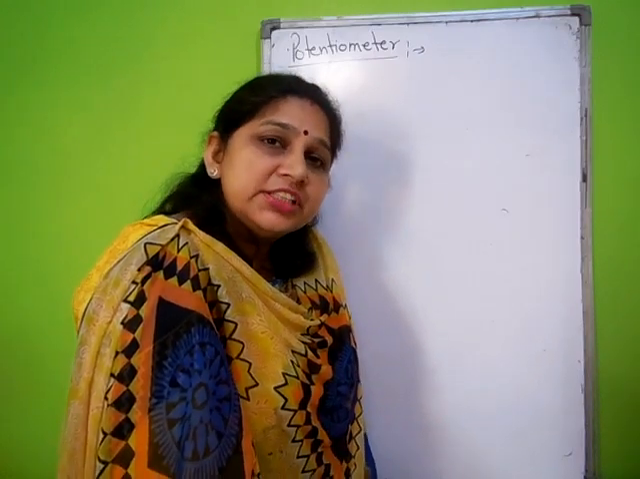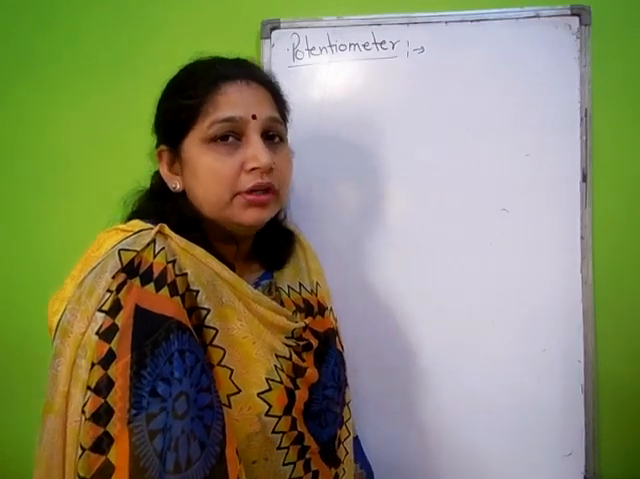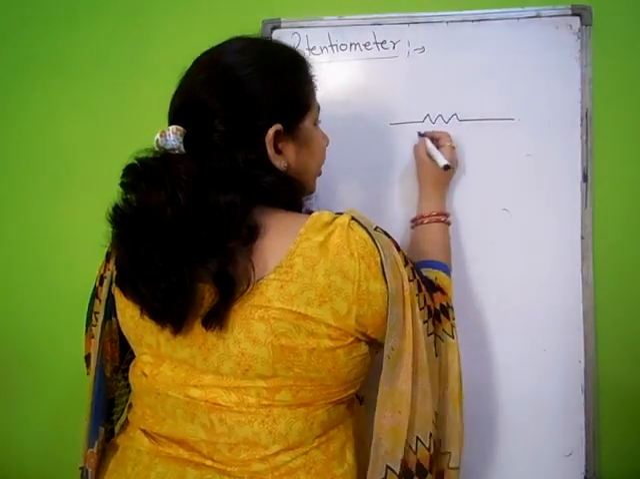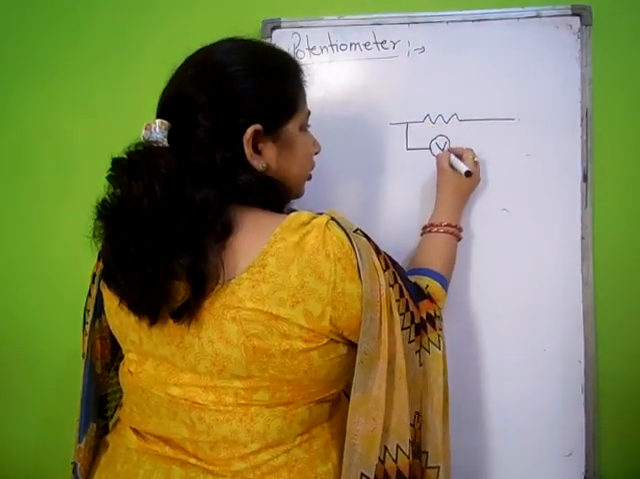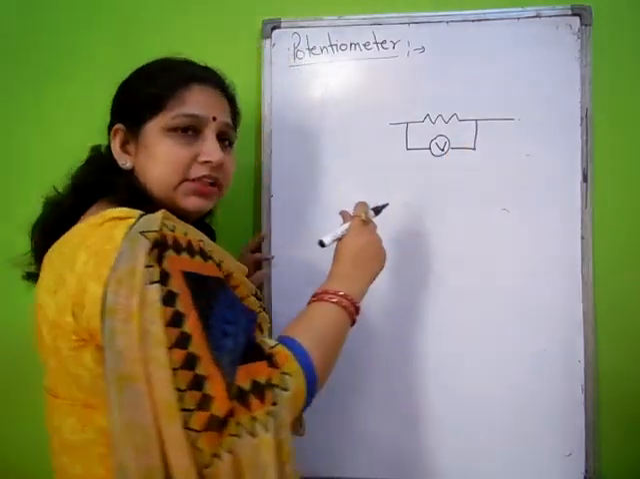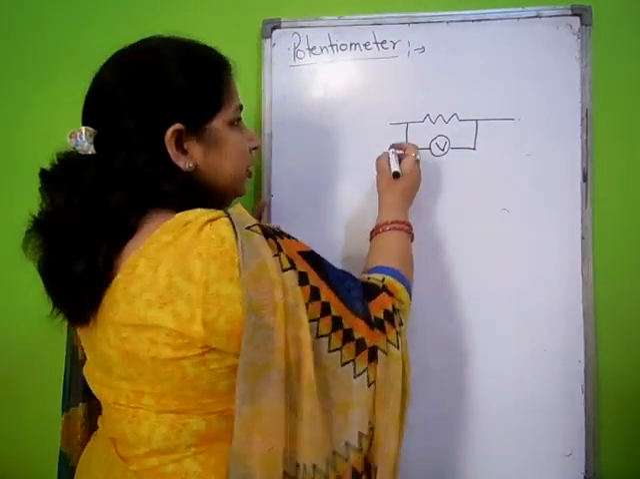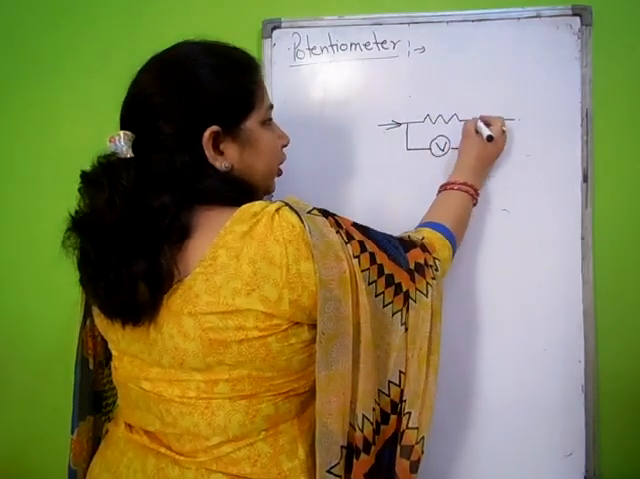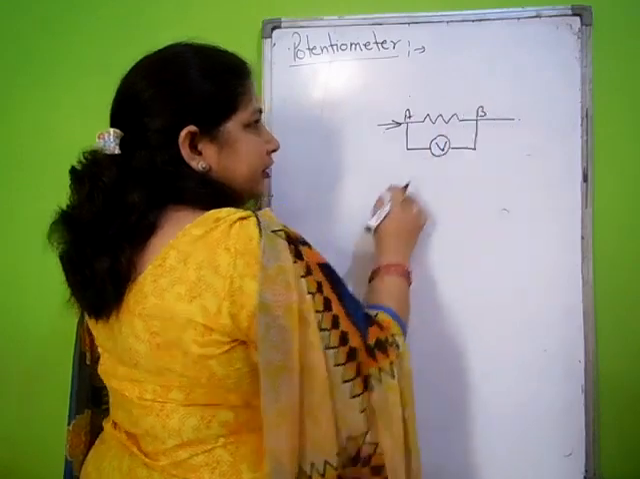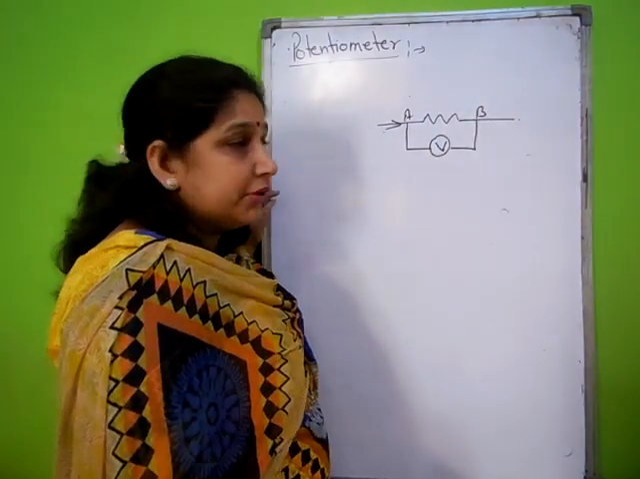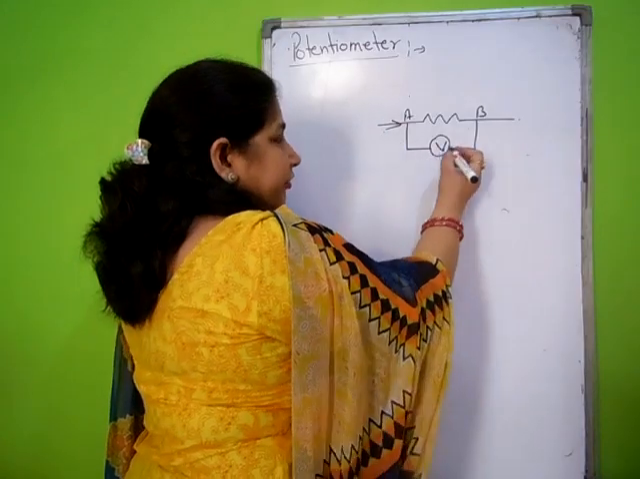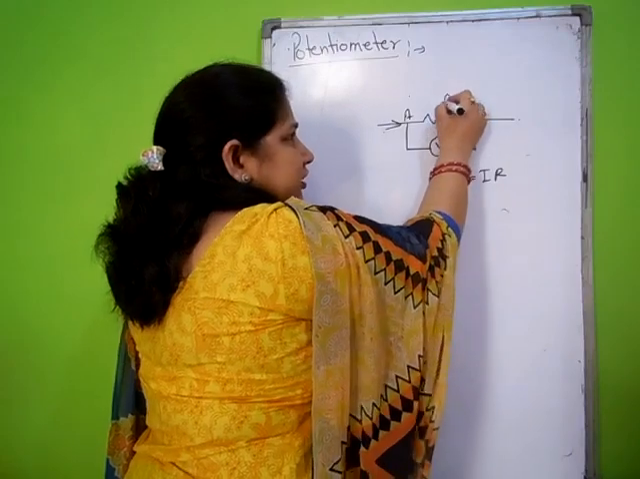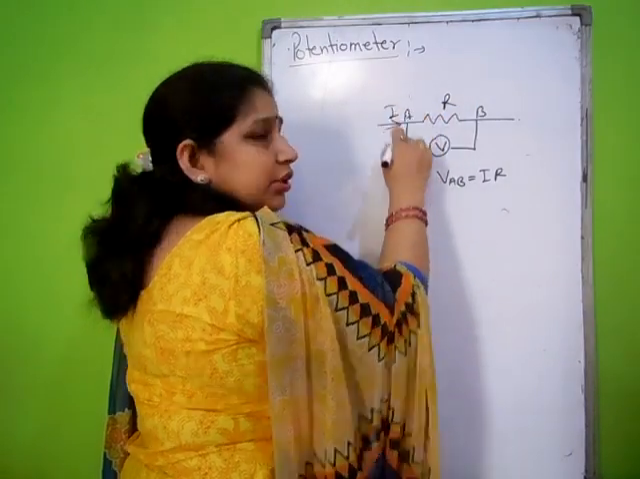Now, what is the difference between potentiometer and voltmeter? As we know, suppose we have a conductor, and the voltmeter is always connected parallel to the conductor. Suppose the current is passing through here. This voltmeter measures the potential between A, B point, and it will be VAB is equal to IR. What is the resistance and what is the current passing through this?